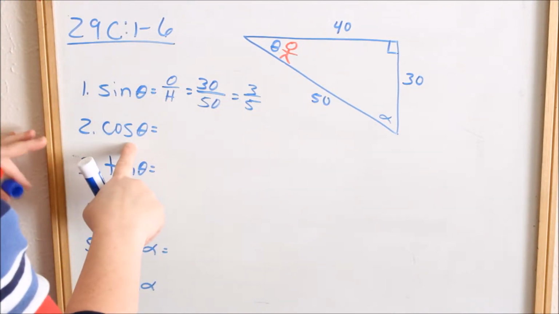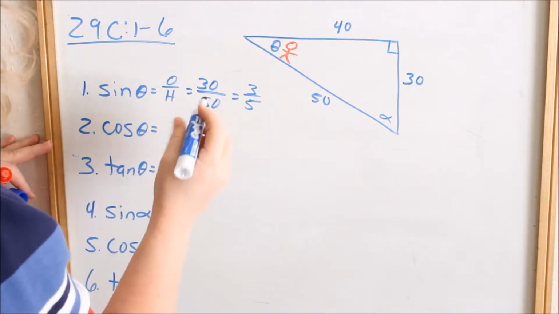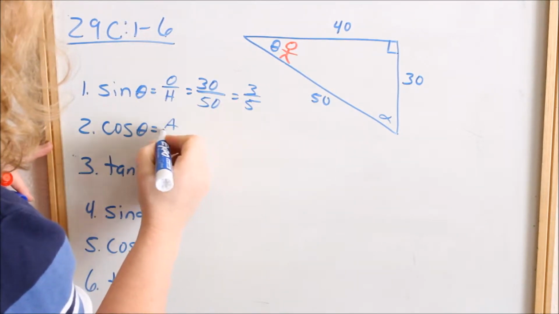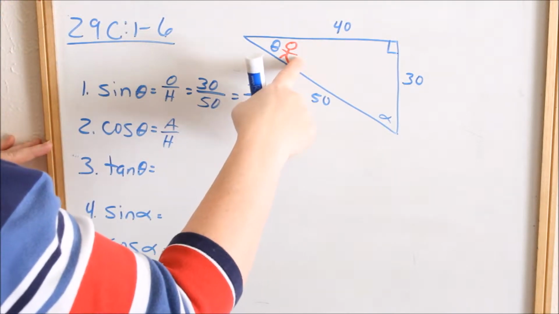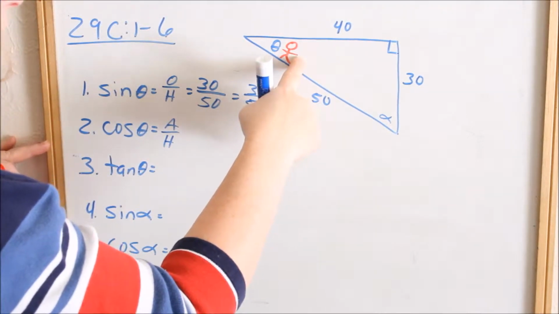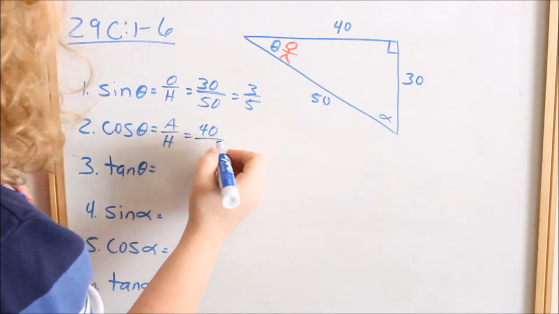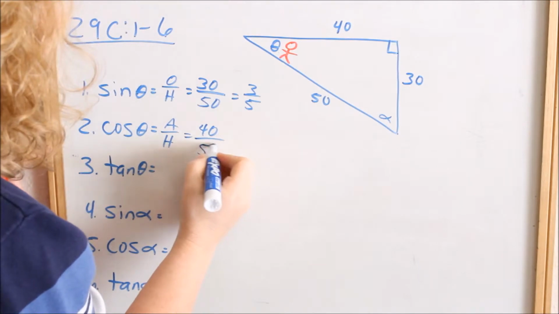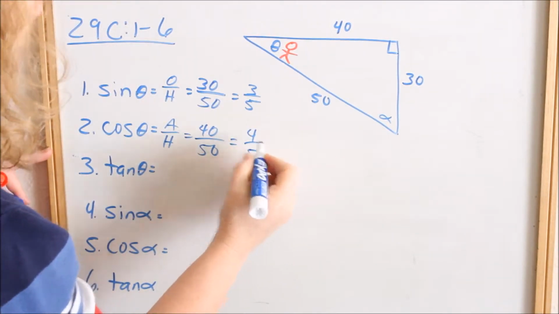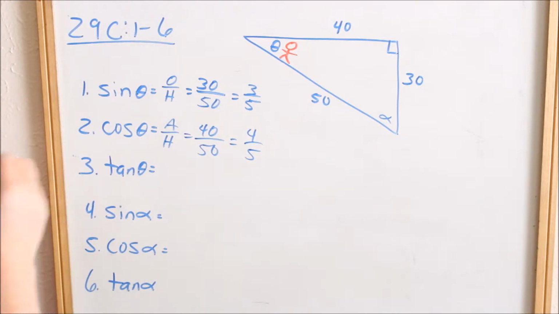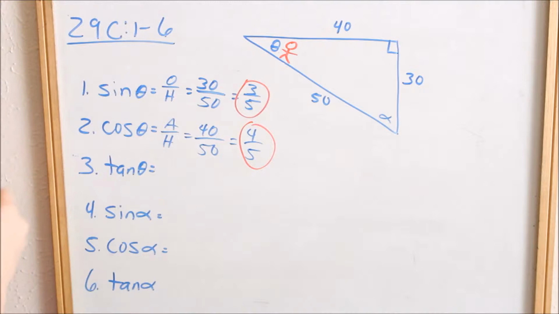Now look at cosine theta. We're still standing at theta, and the definition of cosine is adjacent over hypotenuse. The side adjacent or next to me is the 40, so that would be 40 over the hypotenuse, which is still 50. Reduce our fractions, those both can be reduced by 10. So cosine theta is 4/5. By the way, this is the answer for that.